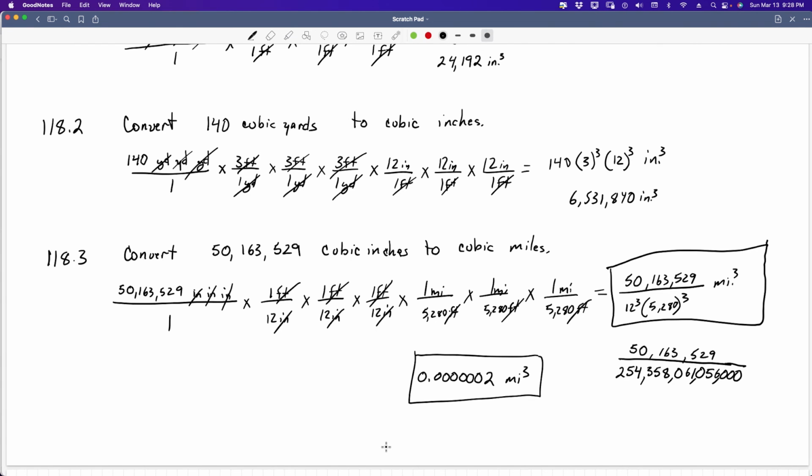All right, that is all we have for lesson 118. You can see how that works. You're just going to write the unit of measure 3 times when it says cubic. You write it twice when it says square, and you write it only once when we're just doing length. Square means area, and cubic means volume.